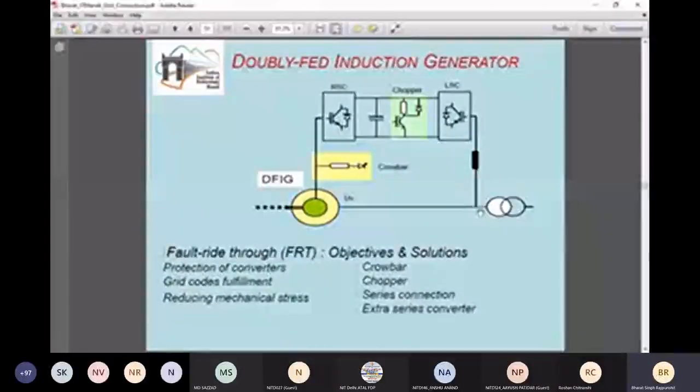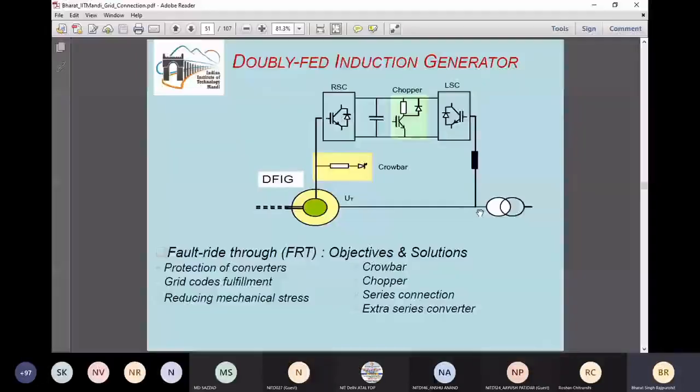So this is overall a DFIG operation. If there is any question or doubt, then please feel free to let me know on the operation of the doubly fed induction generator.